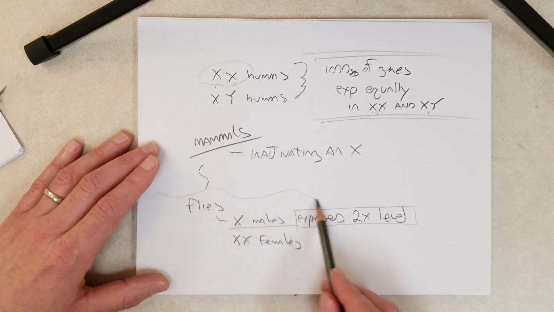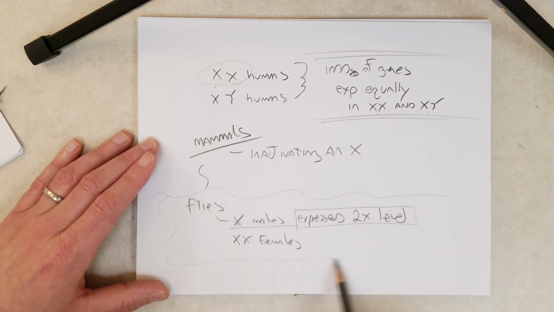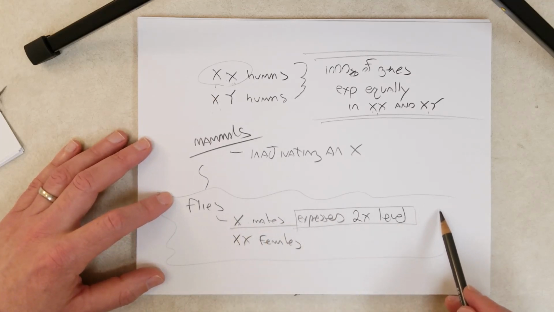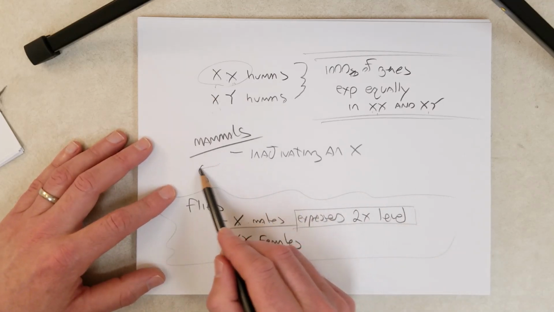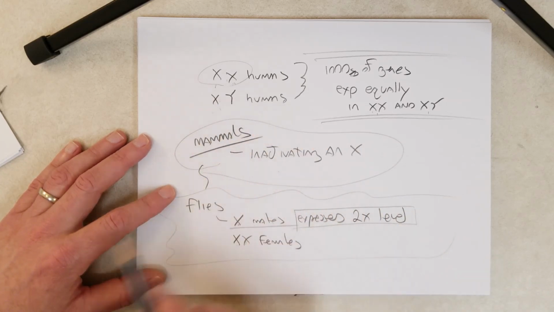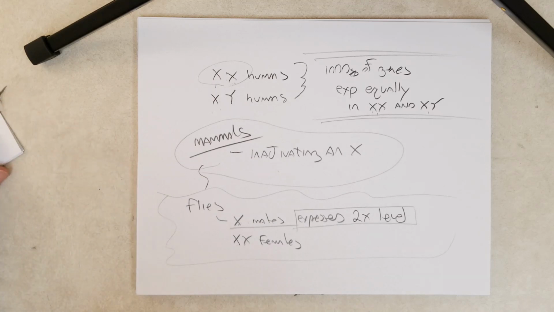So dosage compensation between sexes can be achieved by a number of different mechanisms, but the mechanism in mammals involves inactivating an X chromosome, so kind of tucking it away in that Barr body.